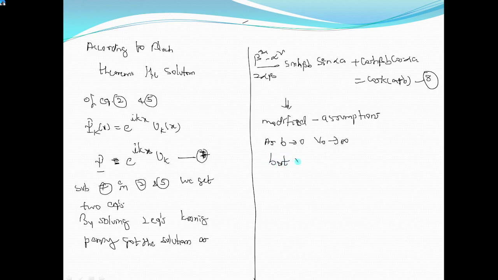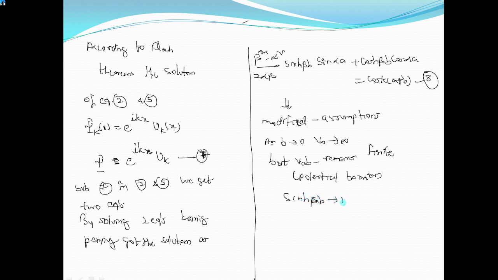But v naught b remains finite. Means if b is there, you keep it as 0. If v naught is there, you keep it as infinity. But if v naught b both are there, don't take these values. It remains finite, because v naught b is the potential barrier.